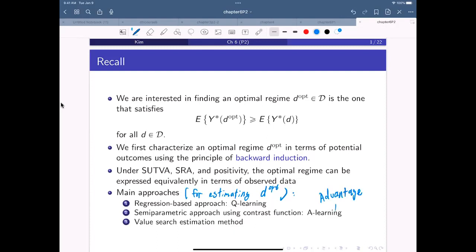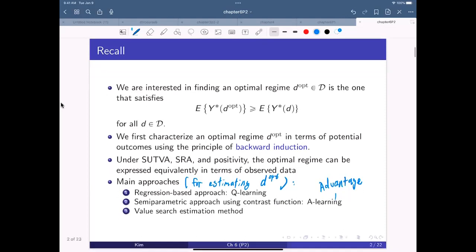So advantage is what you can achieve best, right? Compared to other options. And then the third is value search estimation. We already reviewed these three methods for k equal 1, for a single decision rule. We already studied that.